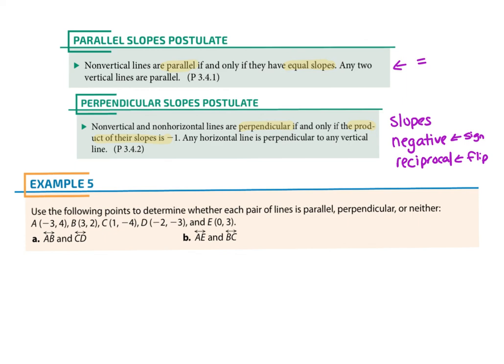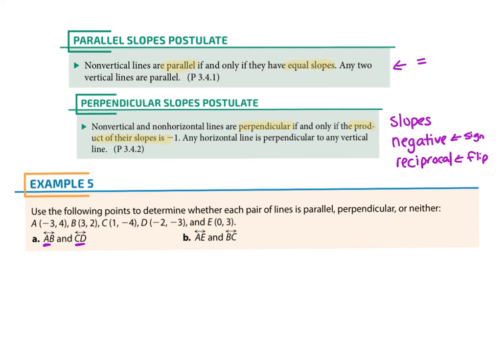All right, so let's look at these. This example that they've given us here, use the following points to determine if the lines are parallel, perpendicular, or neither. All right? And so they've given us the coordinates and they want us to check AB compared to CD. So we'll do that one first. So I need to find two different slopes. I need to find the slopes for AB and the slope for CD. And then I need to compare them.